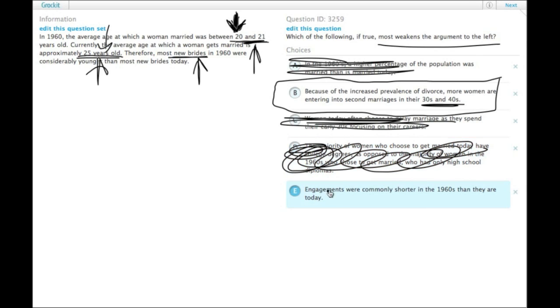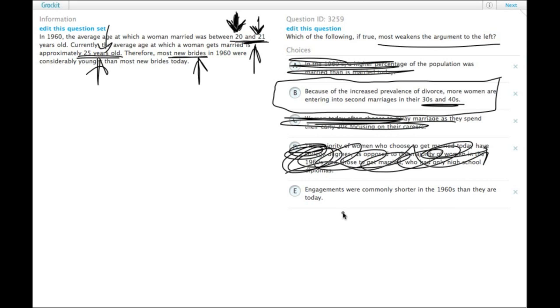Well, it does tell us that they're a little bit older, but actually you would have a high school diploma or a college degree at 21 either way. Fine, so that's irrelevant. E: engagements were commonly shorter in the 60s than they are today.